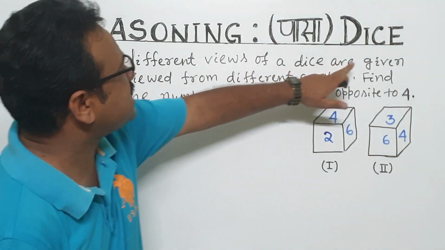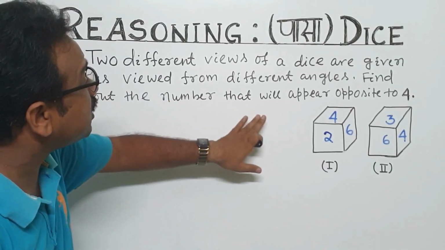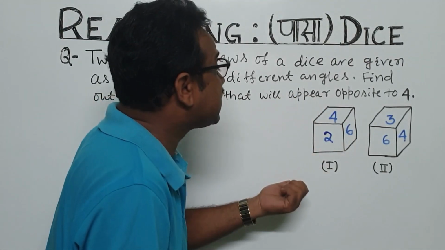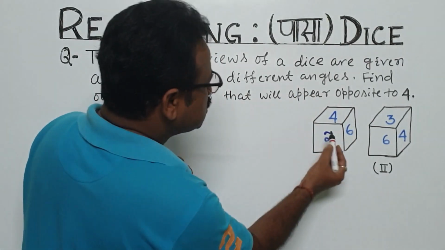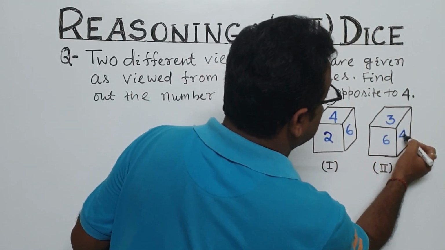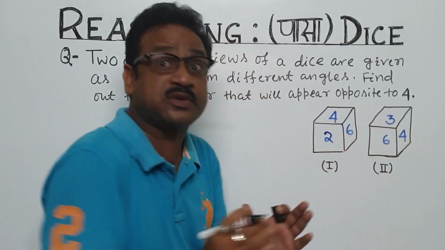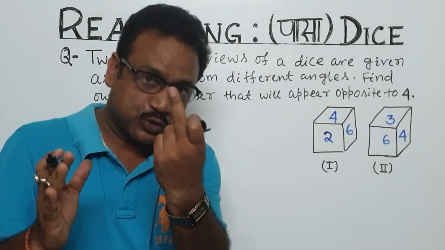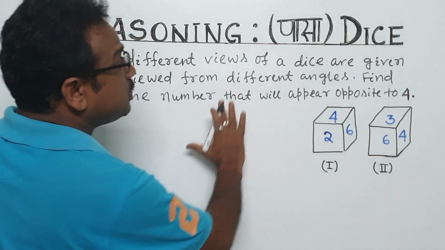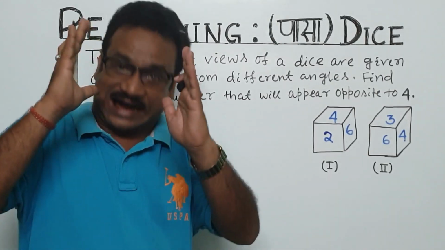Two different views of a dice are given as viewed from different angles. Find out the number that will appear opposite to 4. So first let's find out whether this is a standard dice or a non-standard dice. So 2 plus 6 is 8, but here 4 plus 3 is 7. So if the sum of any two adjacent faces comes as 7, then it will be non-standard. So it is a non-standard dice. What will be opposite to 4? So you know opposite faces cannot be viewed at a time.